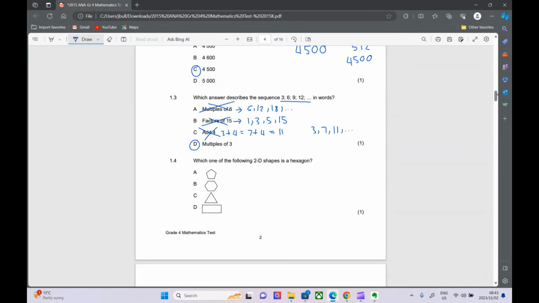If we check ourselves, multiples of 3, that means the 3 times tables. So 3 times 1 is 3, 3 times 2 is 6, 3 times 3 is 9. So you can see it is definitely the right sequence, this one.